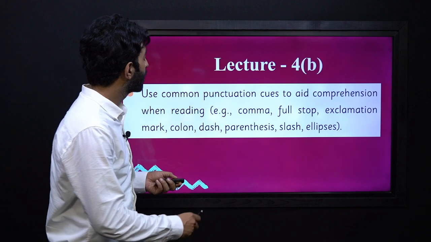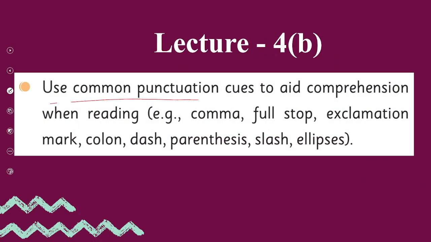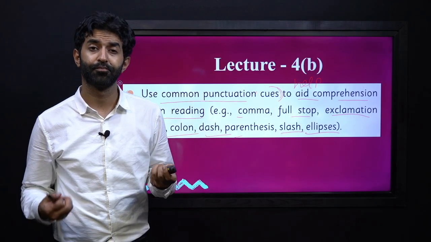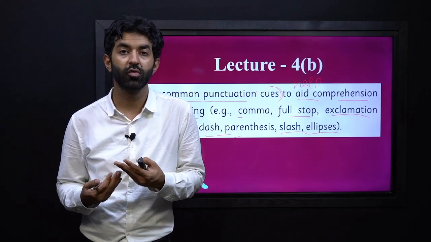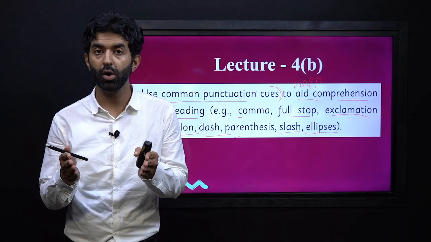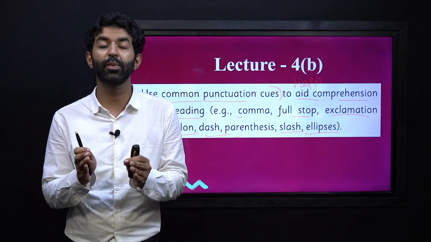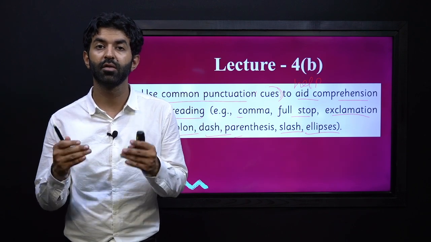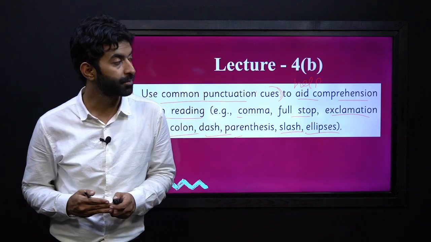In the next lecture, we will talk about using common punctuation cues or marks to aid or to help comprehension when reading. For example, comma, full stop, exclamation mark, colon, dash, parenthesis, slash, and ellipsis. These are all our common punctuation cues. We will see which one we are going to attempt. You can look it up in your book and be prepared for learning that punctuation cue or mark specifically, and we will go through the lecture with examples.